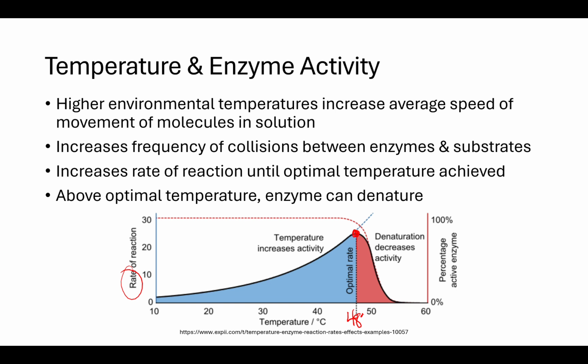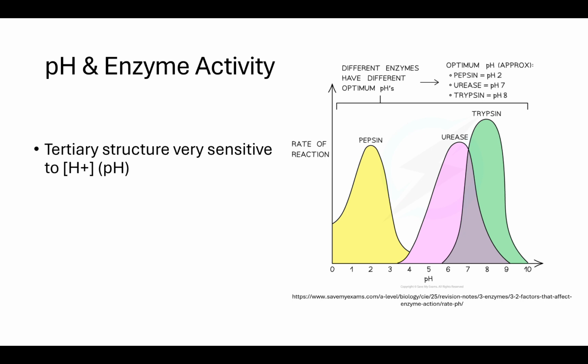You have two y-axes on this graph. The rate of reaction is what's being graphed in blue, and then here on the right-hand side, it's the percentage of the enzyme that's actually active. So notice it's very constant up until you hit this temperature of about 47, 48 degrees, after which you start having a sharp decrease in the percentage of the enzyme that's active because more and more of the enzymes are denaturing.